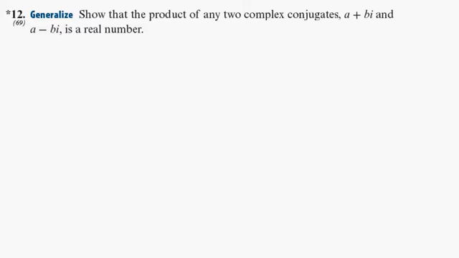What I'd like you to see for number 12 is that this a plus bi and this a minus bi represents our complex. They're complex because there's a real number and an imaginary number. They're conjugates because the only difference between this term and this term is the negative sign between them. Not completely unlike radical conjugates. So there's some similarities there.